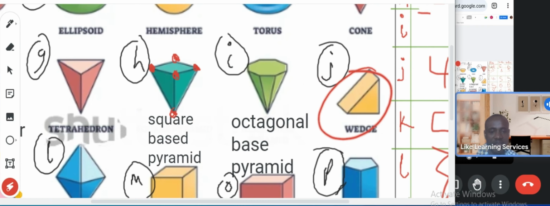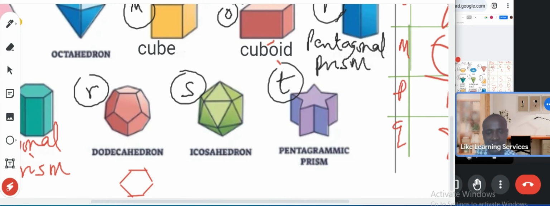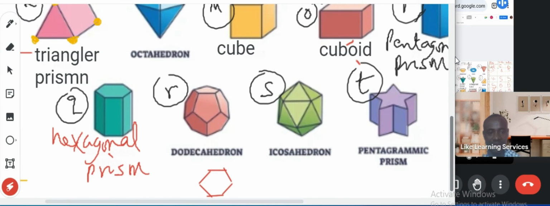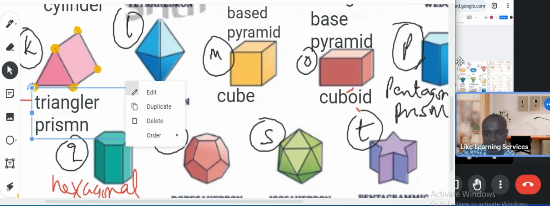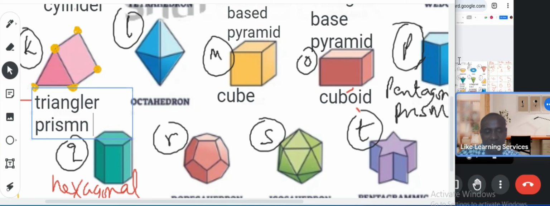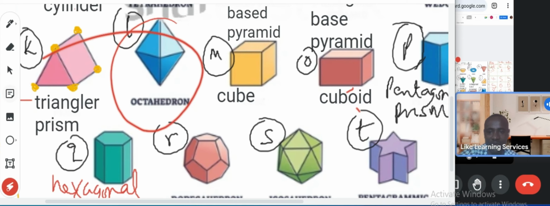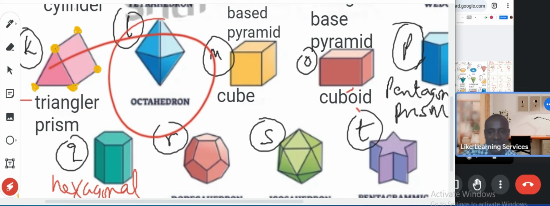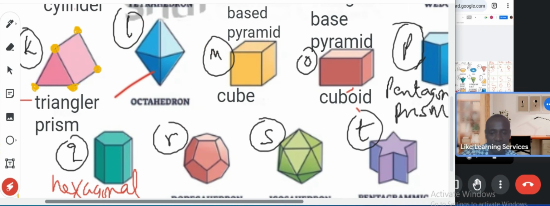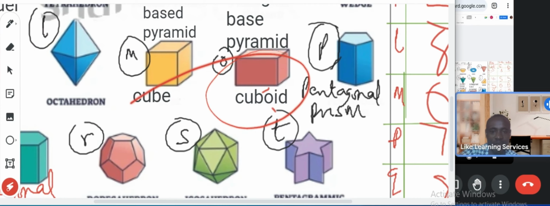Now I said J is a wedge. All right. There's triangular pyramid, prism, not prism is just one M. Let me correct the spelling. Now this one that you may not be so familiar with is called an octahedron. That's L. You know M is a cube. And this one is a cuboid.